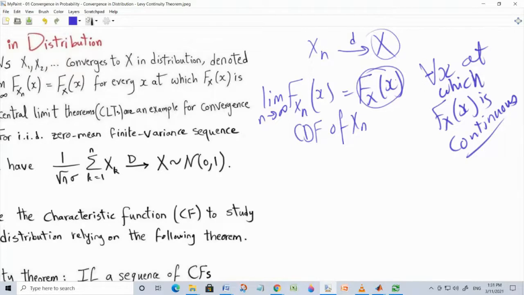And we know, basically, if big X is a discrete random variable, then it has points of discontinuity. And so the CDF, for discrete random variables or for mixed discrete and absolutely continuous random variables, you will have those jumps, and at those jumps, we don't care. But we say that there is convergence in distribution. For convergence in distribution, you need this limit statement to be true at values of small x at which the CDF of the limit random variable is continuous.